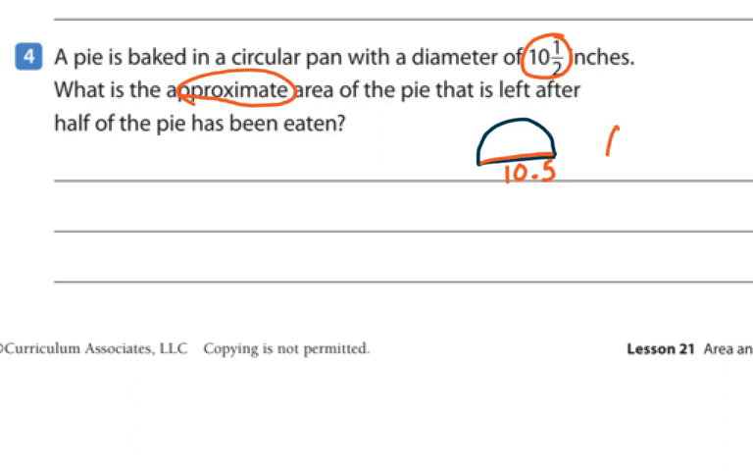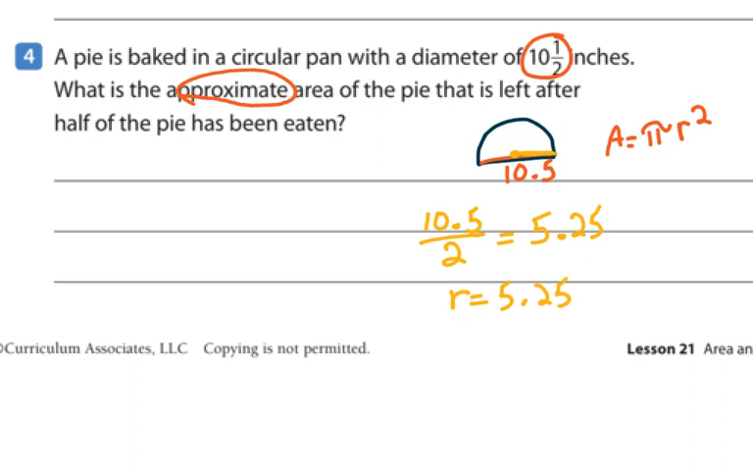So area of a circle is found by pi radius squared. So the first thing I have to do is figure out the radius. Well, the radius is half the diameter. So the first step is 10.5 divided by 2. Half of 10 is 5, and half of 50 cents is 25 cents, is how I think of that. So now I have my radius of 5.25.